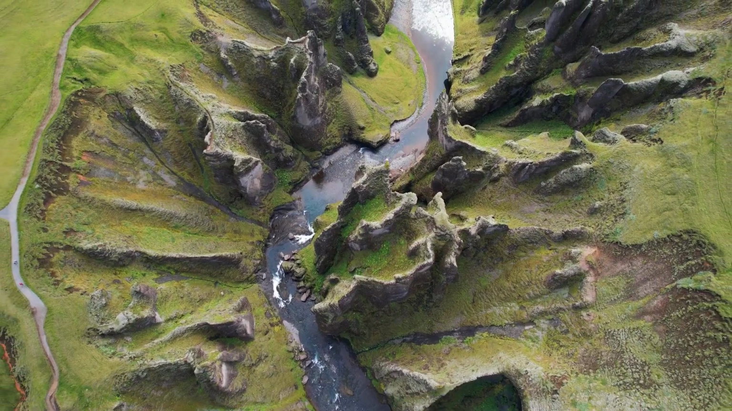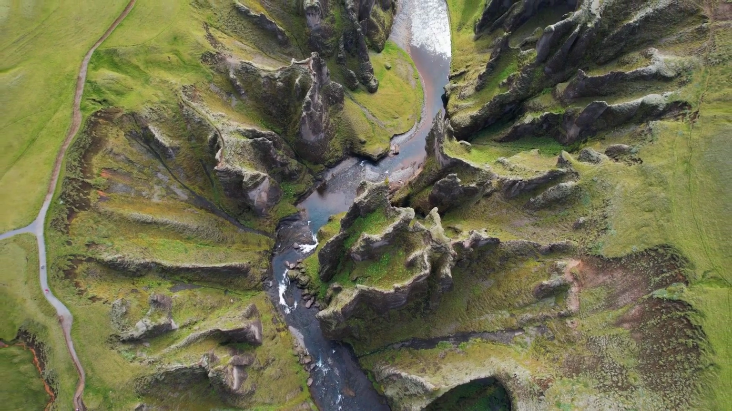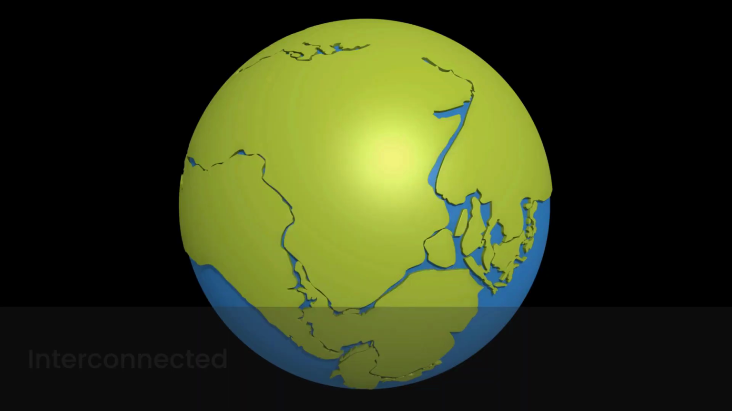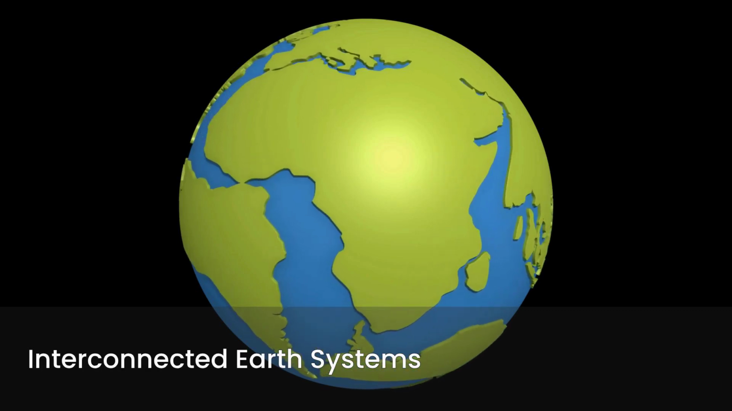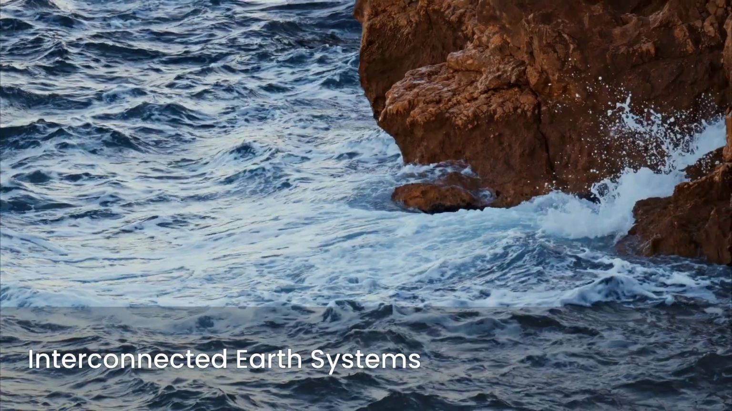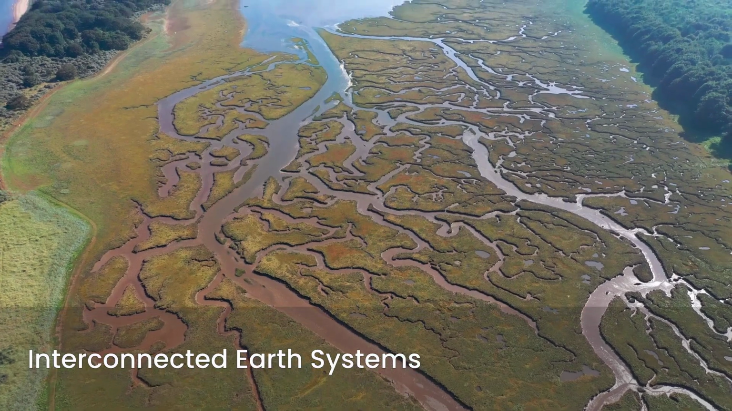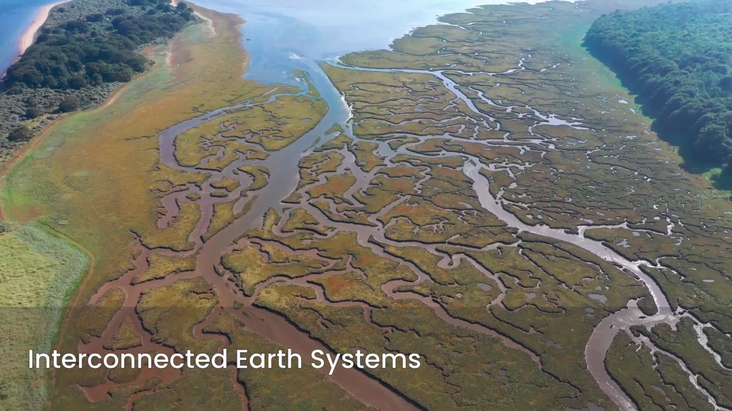It also shapes our planet's surface through erosion and other processes. Understanding the water cycle helps us appreciate how interconnected Earth's systems are. The air, water, land, and living things are all part of one big system.